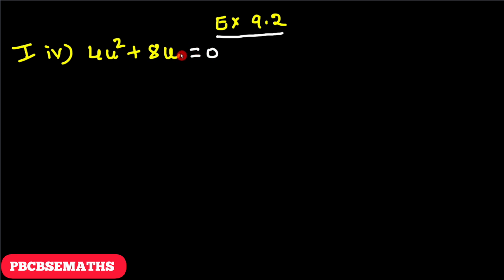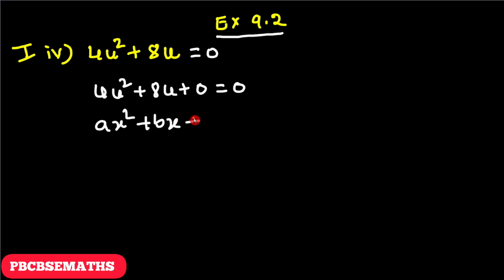Here we don't have that constant term c, so let's modify this quadratic polynomial as 4u square plus 8u plus 0 equals to 0. Now it is in the standard form ax square plus bx plus c equals to 0. Now let's try to find out the zeros of this given quadratic polynomial.